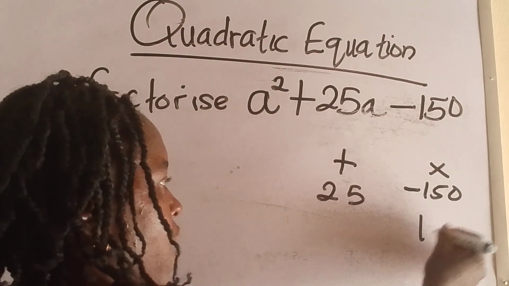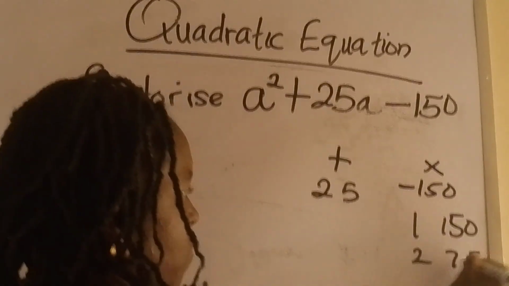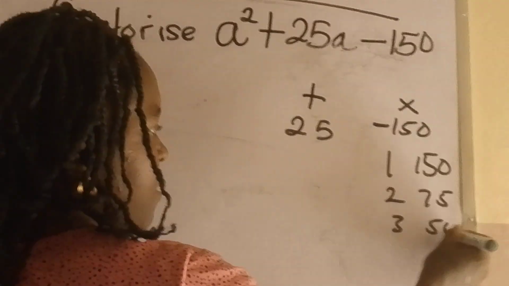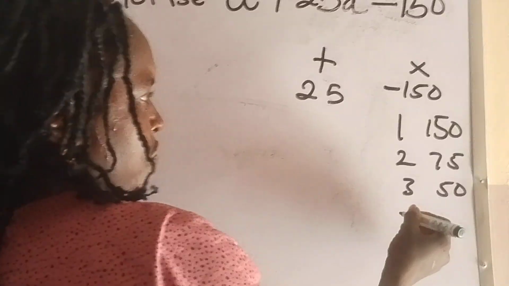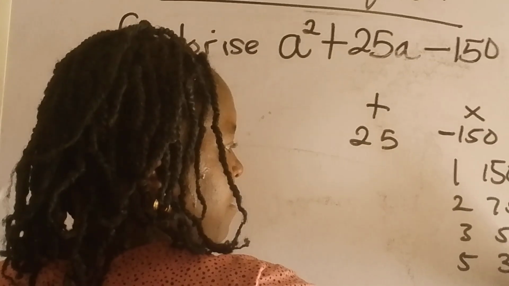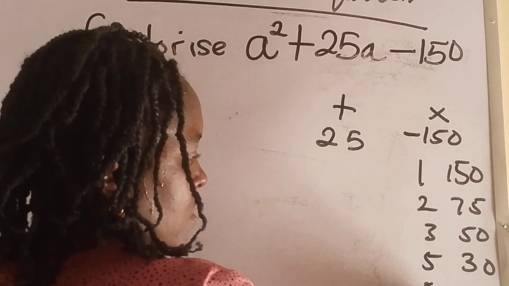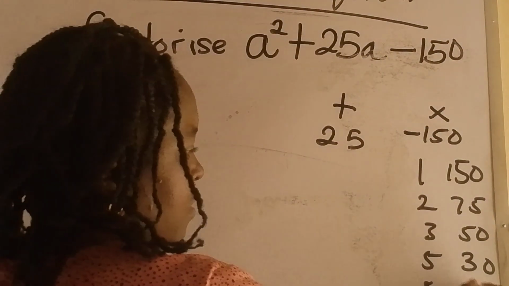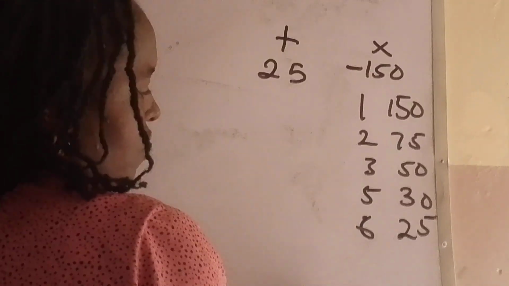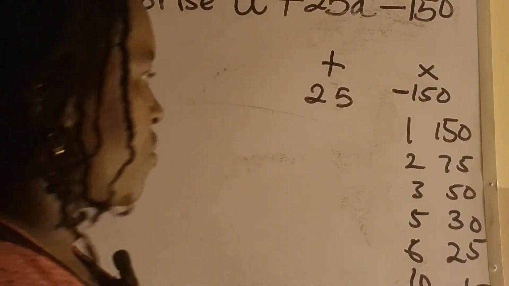So you're going to have 1 times 150, 2 times 75, 3 times 50. Can 4 go? Let's check. No, 4 cannot go. 5 times 30. Can 6 go? 6 in 15, 2. 6 times 25. What again? 10 times 15. So these are all the factors of 150.